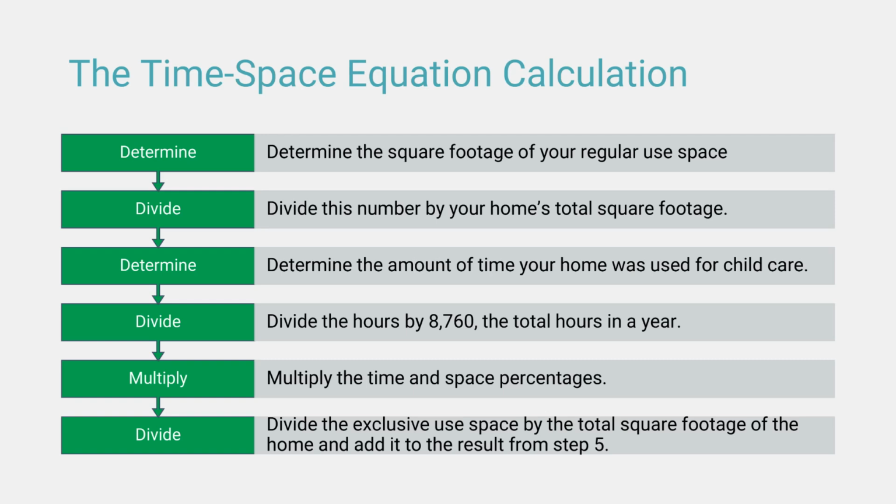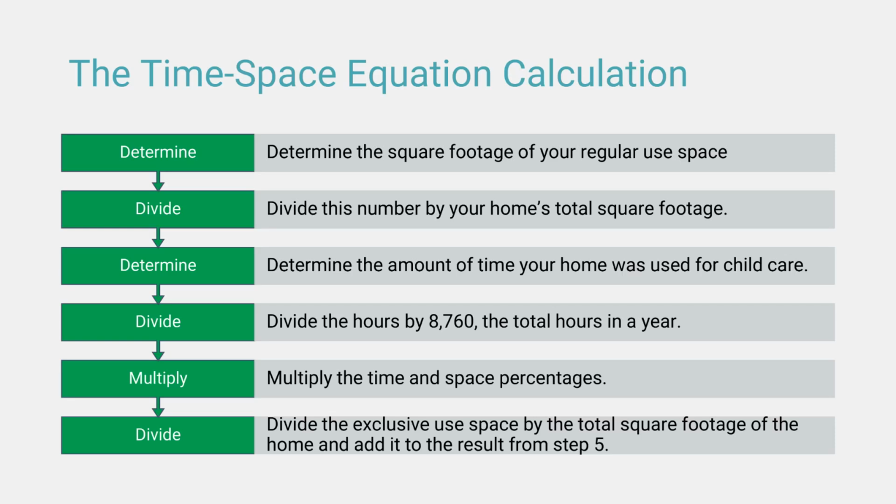Step 1. Determine the square footage of your regular use space. Step 2. Divide this number by your home's total square footage. Step 3. Determine the amount of time your home was used for child care. Step 4. Divide the hours by 8,760, the total hours in a year. Step 5. Multiply the time and space percentages. And Step 6. Divide the exclusive use space by the total square footage of the home and add it to the result from Step 5.